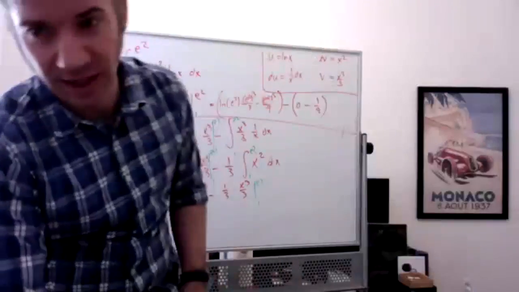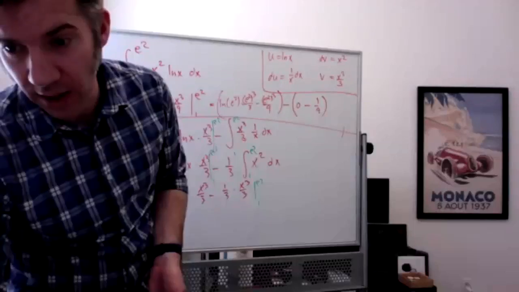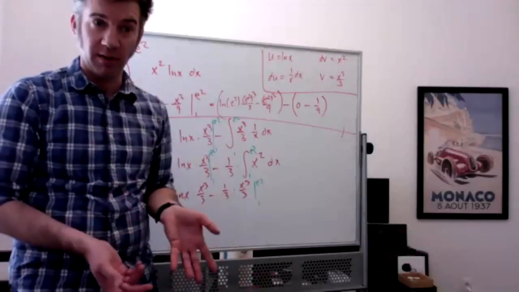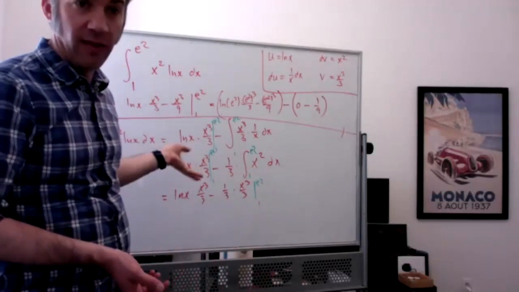The better way to do things, hopefully: when you have an integral that looks like it's going to be integration by parts and it's a definite integral, I would say do the indefinite integral first and then go back and evaluate at the limits.